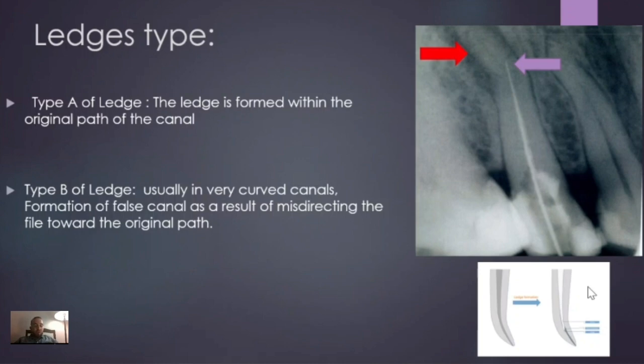In this X-ray, this is a patient who was referred to me earlier this month. And as you can see, the file is going completely away from the original path of the canal. And luckily, the referring dentist who was doing a retreatment for this tooth stopped at that point and didn't push her file further, otherwise she would end with a perforation.